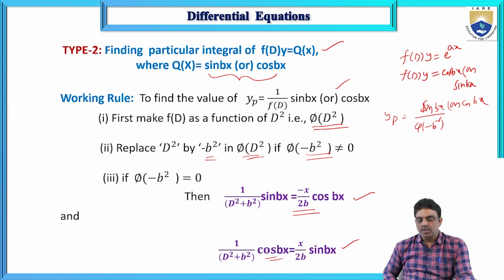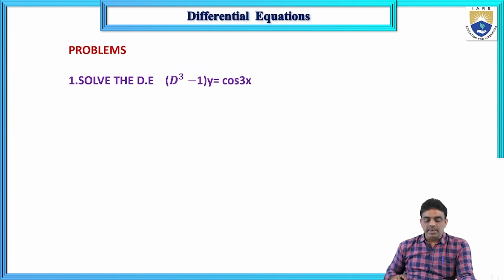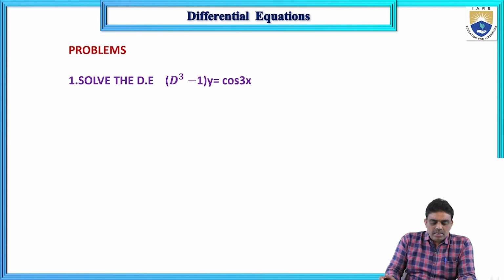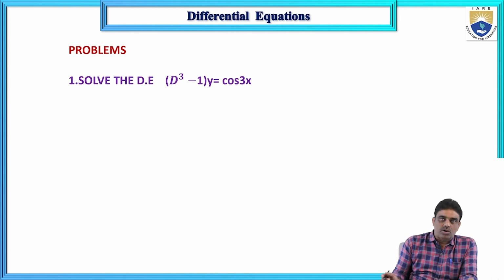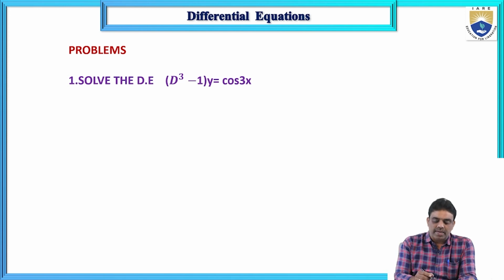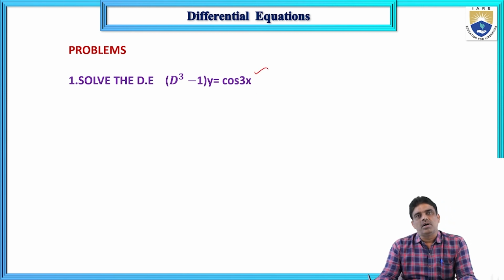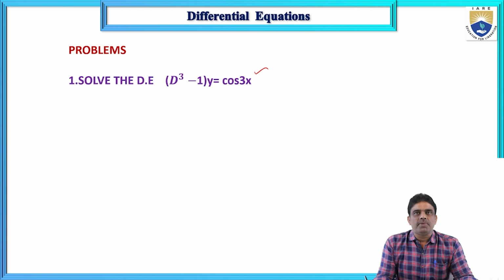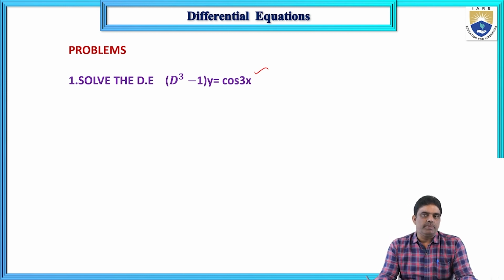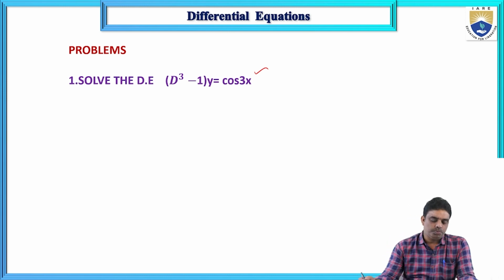To get more clarity, we will go with one example and I will show that. Here I would like to work out this problem: D cube minus 1 of y is equal to cos 3x. The right side is in the form cos bx, so we can apply the shorter method of finding the particular integral of type 2.